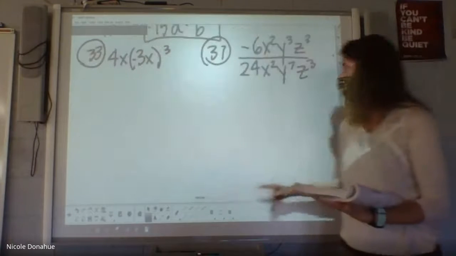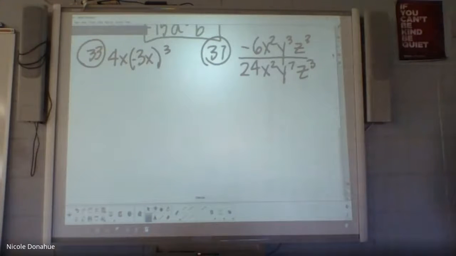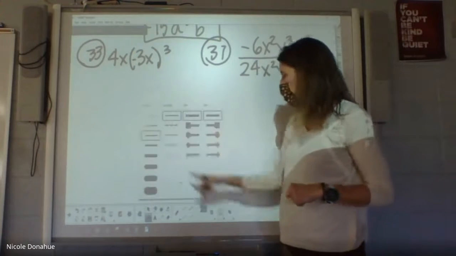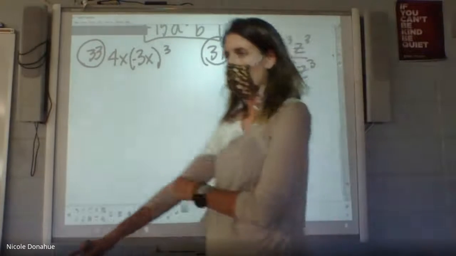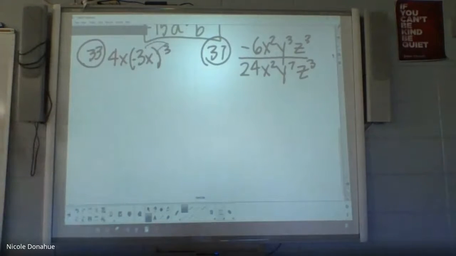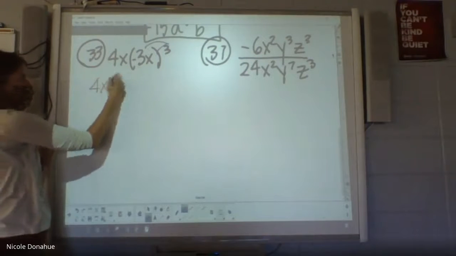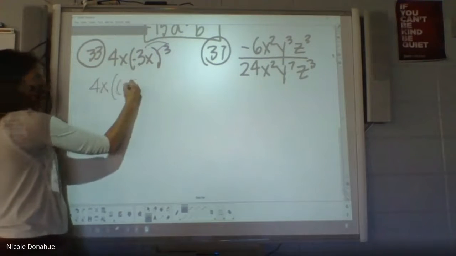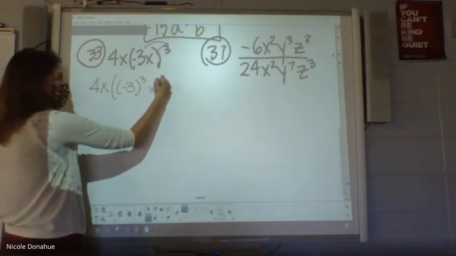Okay, so let's look at 33 and 37. Now in 33, we have to do power to a power first. Exponents are more important than multiplication, so I'm going to distribute this in first. But that third power does not go to the 4x. The 4x is kind of just hanging out in front now. So this becomes -3 to the third and x to the third.